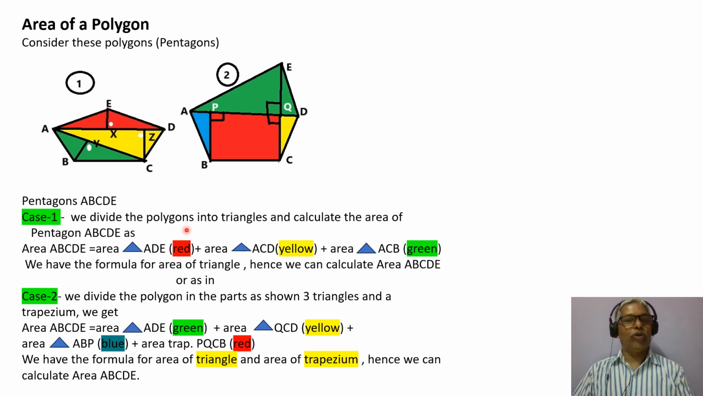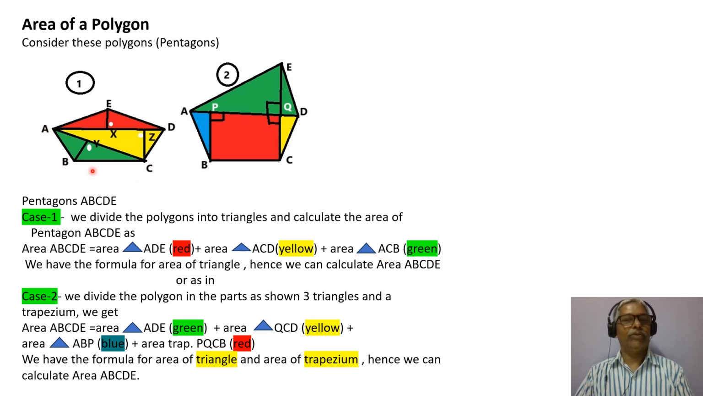We divide the polygon, that is the pentagon, into triangles and calculate the area of pentagon A, B, C, D, E. Now look at it. We have divided it into triangles. So area of ABCDE is area of triangle ADE, red one, plus area of triangle ACD, yellow one, plus area of triangle ACB, green one.